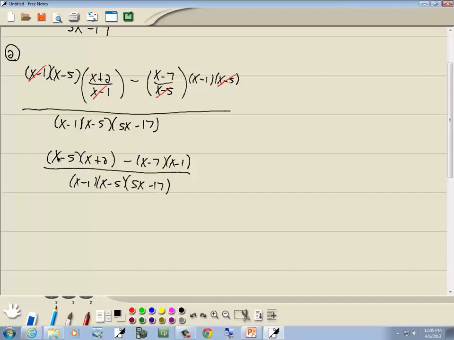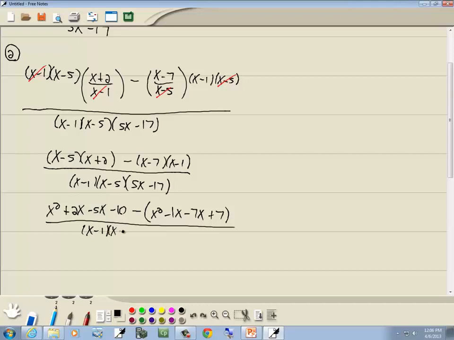Okay, up on top here, x times x is x squared. X times 2 is 2x. Negative 5 times x is negative 5x. Negative 5 times 2 is negative 10. Minus, and I'll multiply these. X times x is x squared. X times negative 1 is negative 1x. Negative 7 times x is negative 7x. And negative 7 times negative 1 gives us a positive 7. All over this.